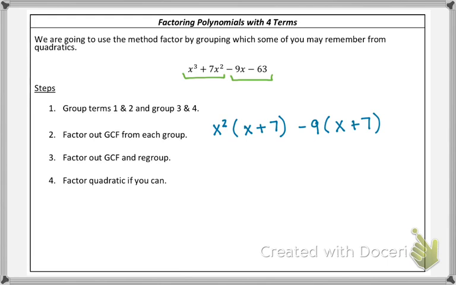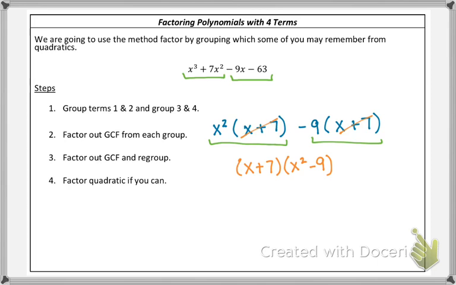And then from both of these groups, they have an x plus 7 in common, so I can factor that out. I'm just going to cross them out because I'm going to take them out. And I'm left with x squared minus 9. Okay, and then from there, once I've factored, if you have a quadratic as one of your factors, see if you can factor it further.